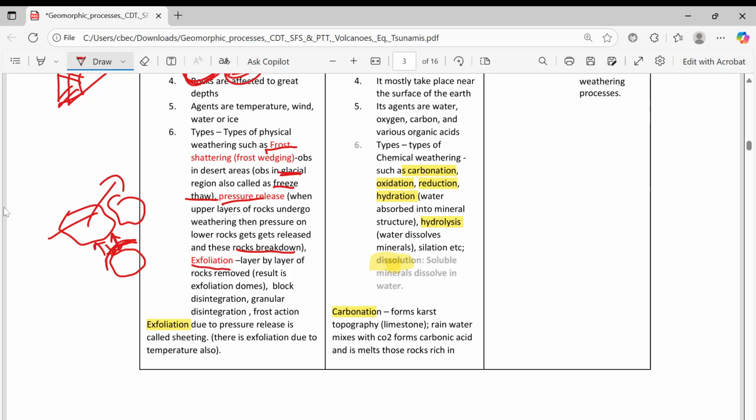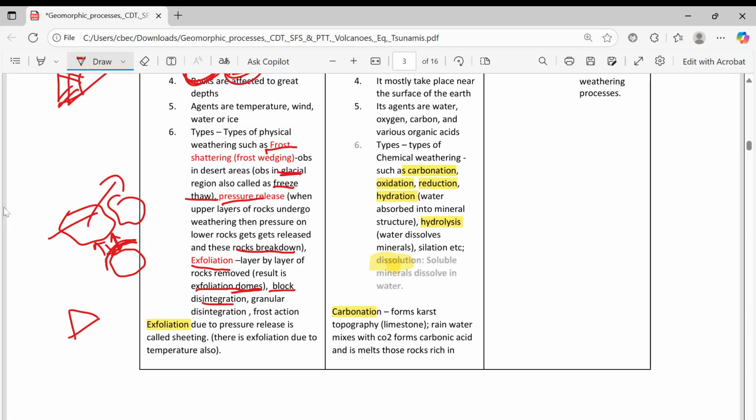Then exfoliation, I already told. By repeated temperature expansion and contraction, the upper layers of the rocks will break down and be removed. That is exfoliation. The result of exfoliation is domes. Dome means, you remember, this shape. You can find it in the Taj Mahal.